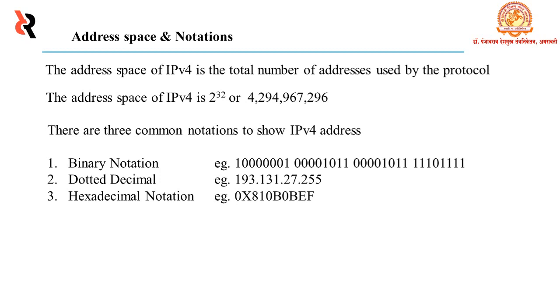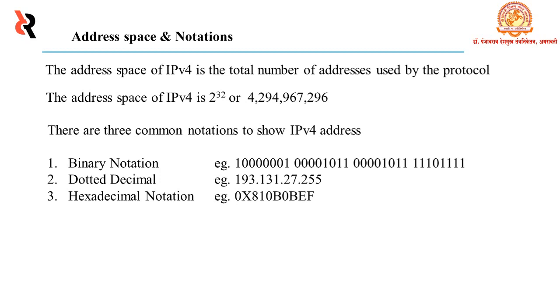In dotted decimal, to make the IP version 4 address more compact and easier to read, an IP address is usually written in decimal form with a decimal point, that is a dot, separating the bytes. This format is referred to as dotted decimal notation. An example is 193.30.131.27.